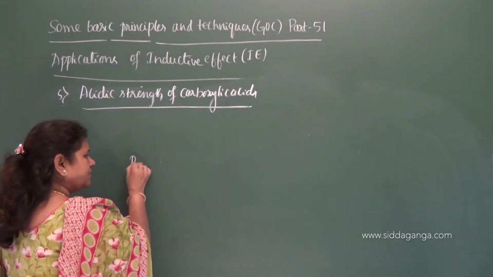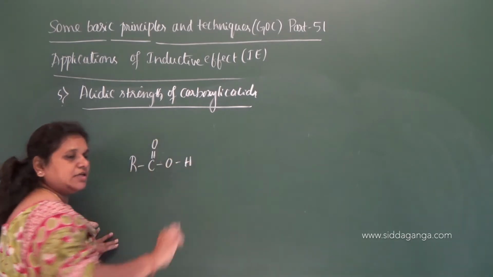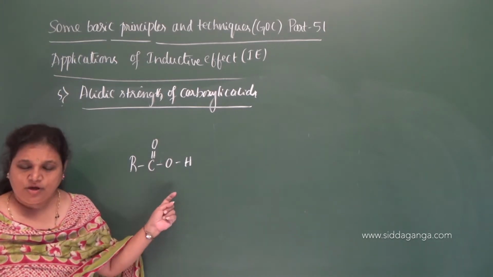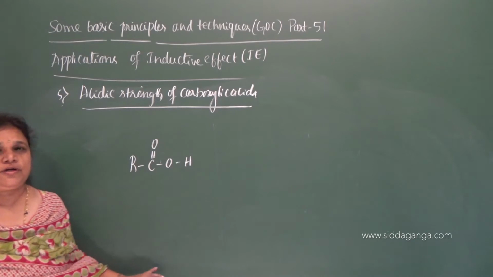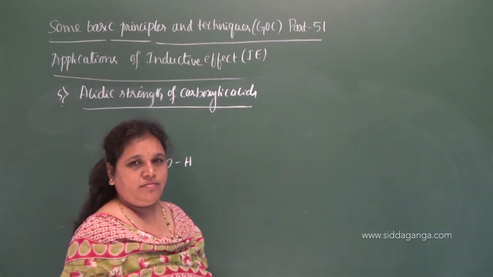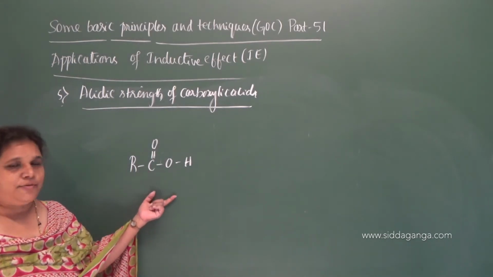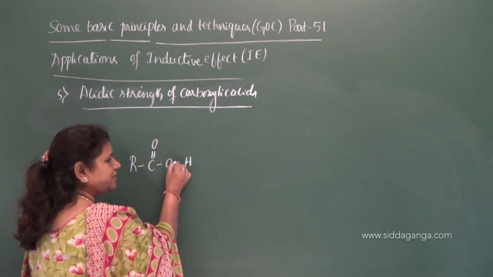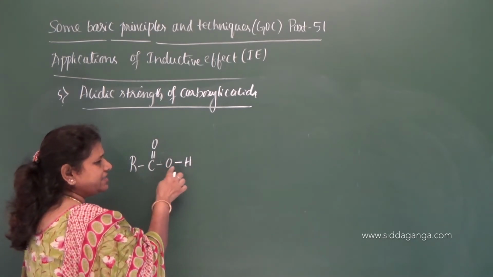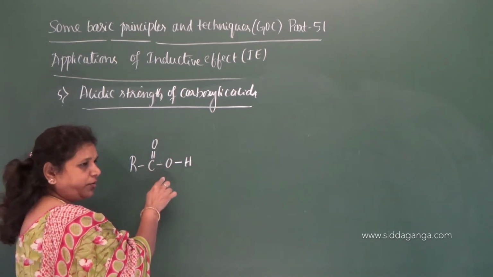So carboxylic acid, R C double bond O H. This is a carboxylic acid. The COOH group is the functional group of carboxylic acids. Correct? Why is this called an acid? Because it is a proton donor. How does it act as a proton donor? Because of this bond. The OH bond is polar. Since there is a sigma bond between oxygen and hydrogen, oxygen is more electronegative.